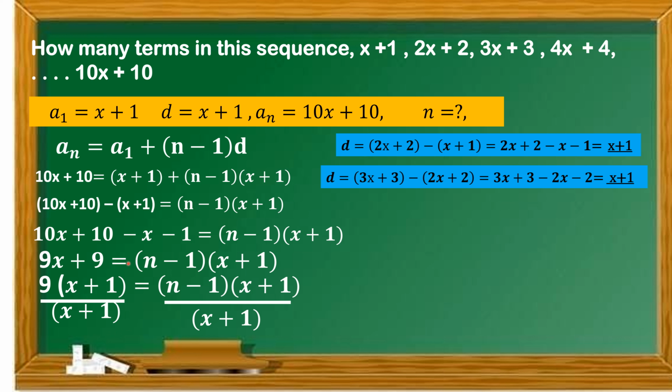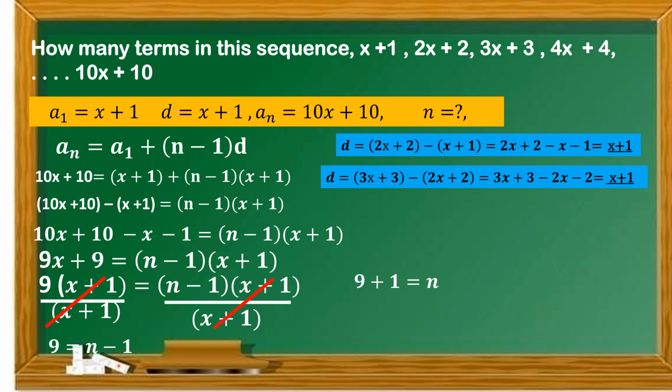So this is x plus 1 divided by itself, and the x plus 1 on the right, as the numerator is the same as the denominator, thus we're able to answer this 1, and this also answers 1. So the remaining term on the left is 9, while the remaining term on the right is n minus 1.